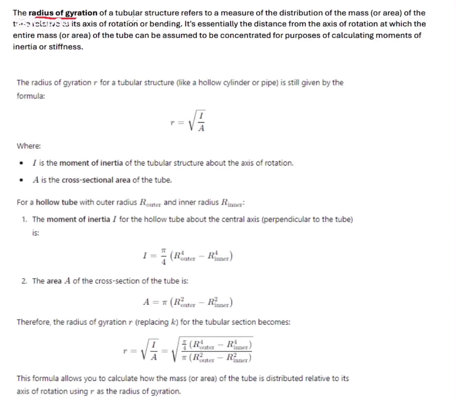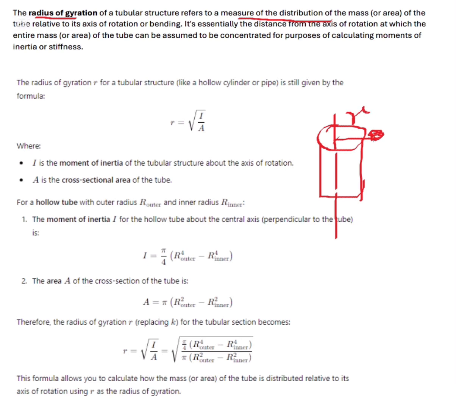Let's talk about the radius of gyration of a tubular structure. That refers to a measure of the distribution of the mass of the tube relative to its axis of rotation. For example, this is the tube, and it has the axis of rotation as this one, and how far this mass is concentrated from the axis of rotation. That's a measure of the radius of gyration.